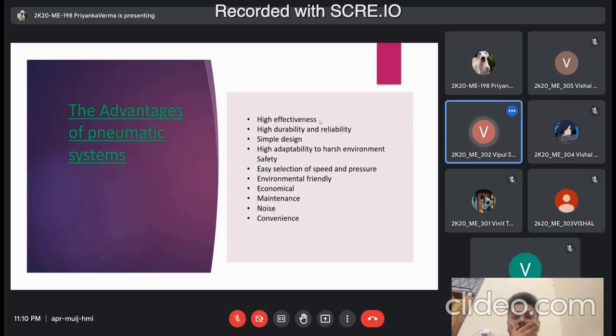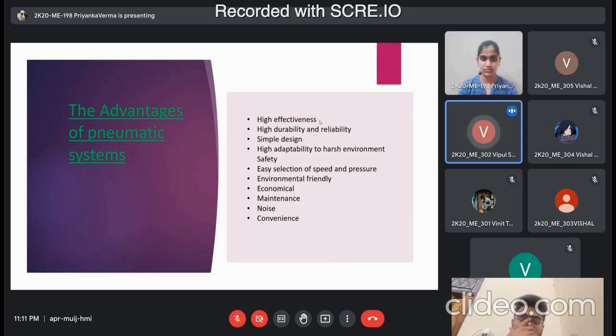Pneumatic components are extremely durable and cannot be damaged easily. Compared to electromotive components, pneumatic components are more durable and reliable. The third one is simple design. The design of pneumatic components is relatively simple. They are thus more suitable for use in simple automatic control systems.